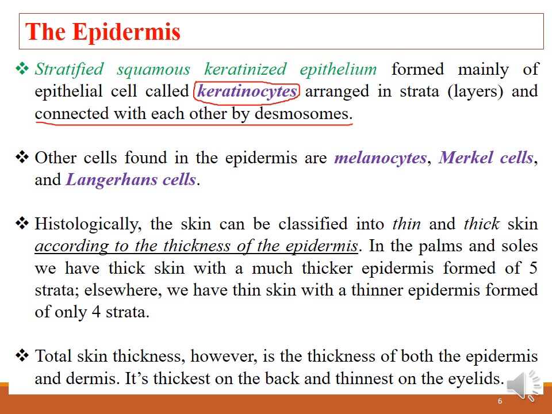Of course, this varies according to the region of the body. Total skin thickness is thickest on the back and it is thinnest on the eyelids. So it is thickest on the back, thinnest on the eyelids.